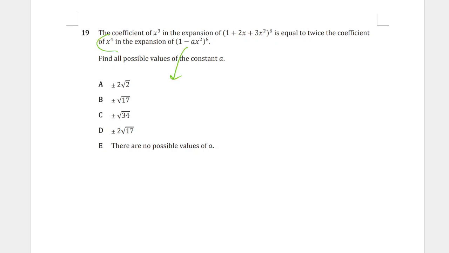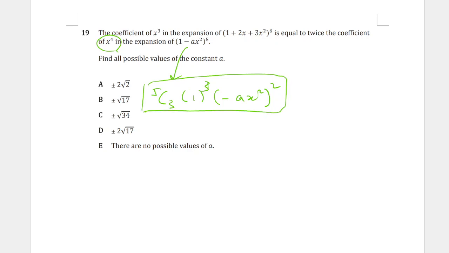Like this one, if I want x to the power 4, then you know it's 5 choose 4, and then 1 to the power 1, and then negative, what am I talking about? It's 1 to the power 3, rather, and then negative ax² to the power 2, because that makes the x to the power 4 happen. And I don't mean 5 choose 4, of course. I meant 5 choose 3 or 5 choose 2. So the x to the power 4 term will be this one. So you've got to ask yourself, do you really understand where the 5 choose 3 comes from?